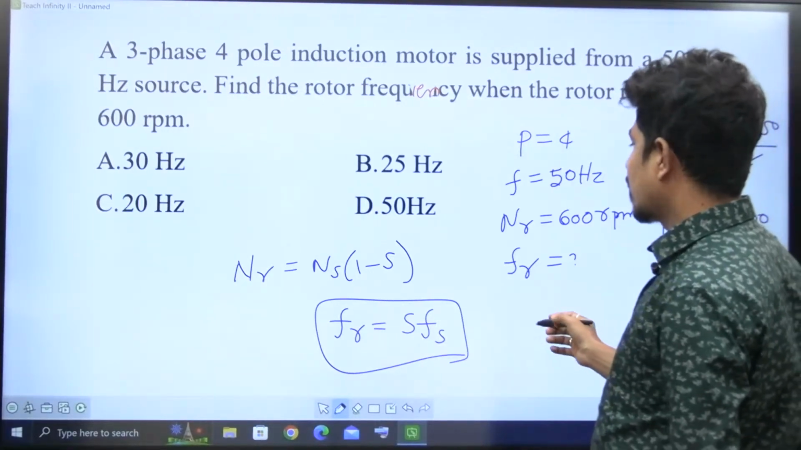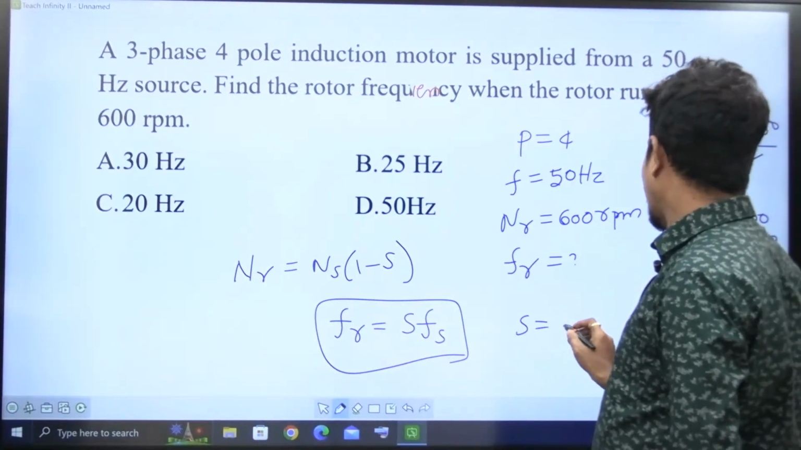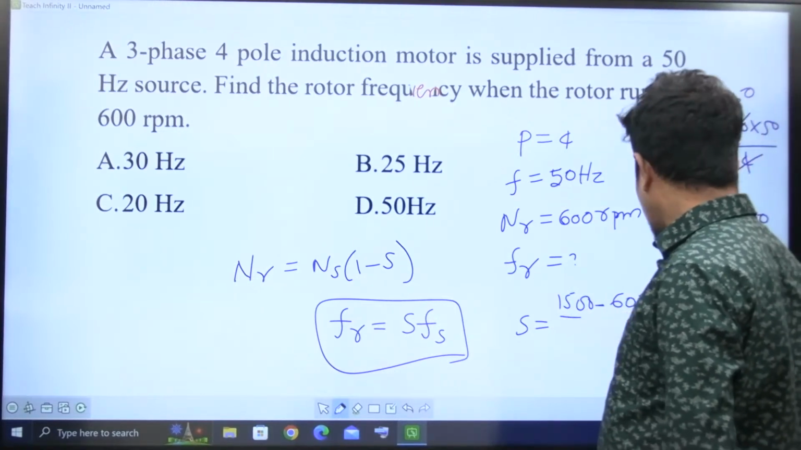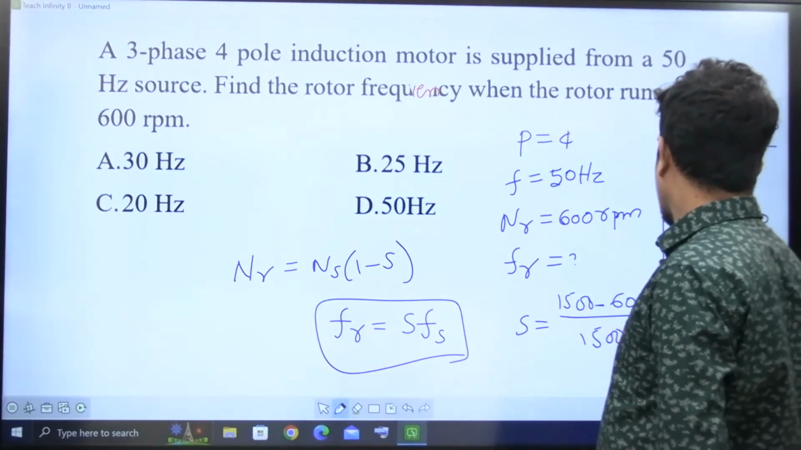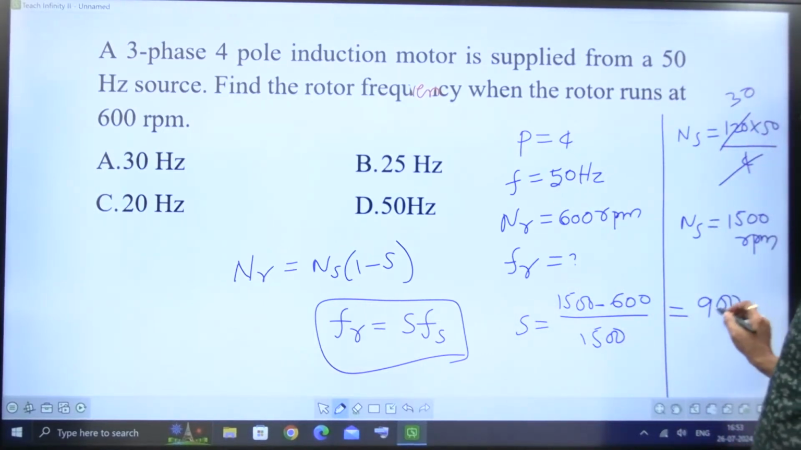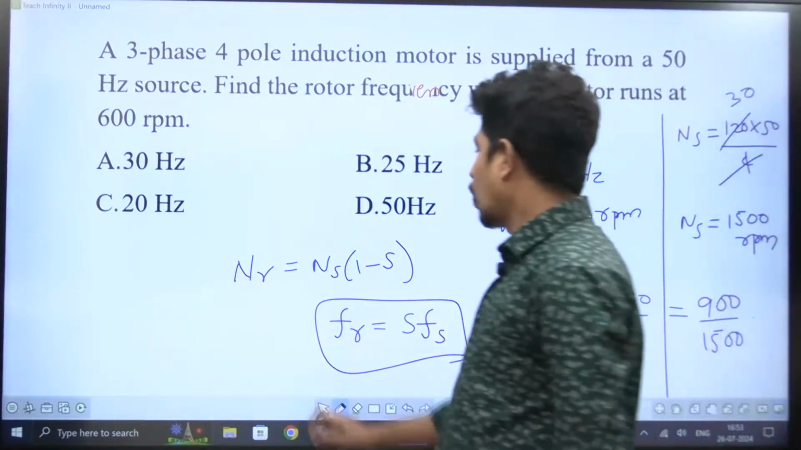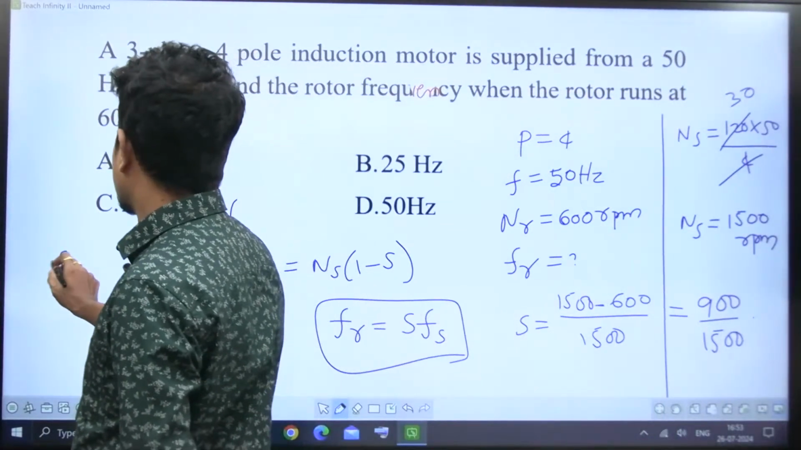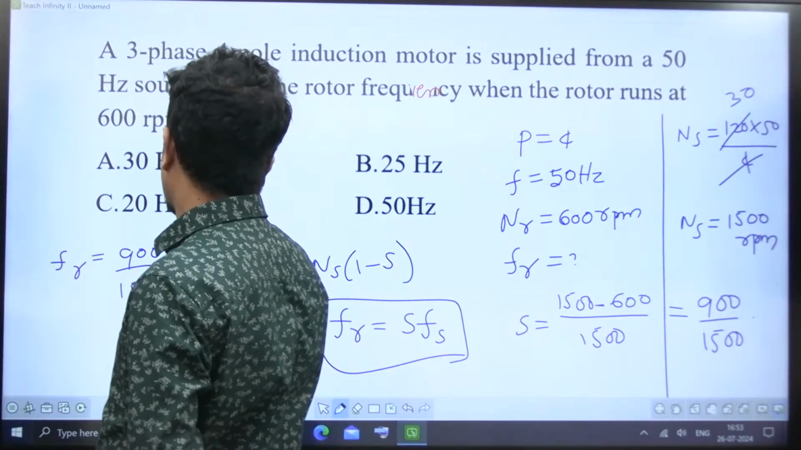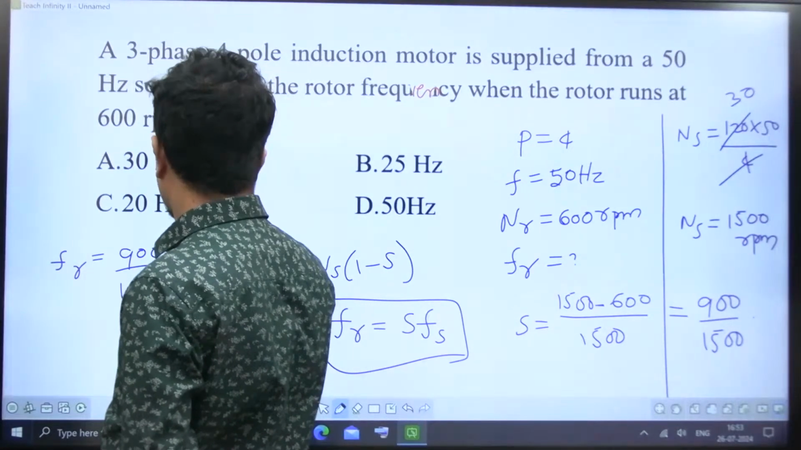Now observe here. S is equal to NS minus NR by NS, right? So that is equal to 900 divided by 1500, which is the slip. Now, what is the rotor frequency? FR is equal to 900 divided by 1500 into 50.